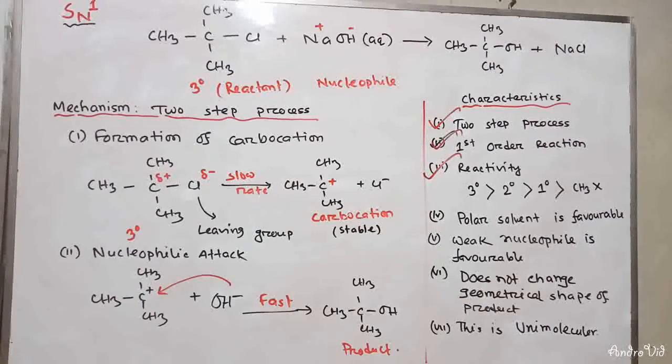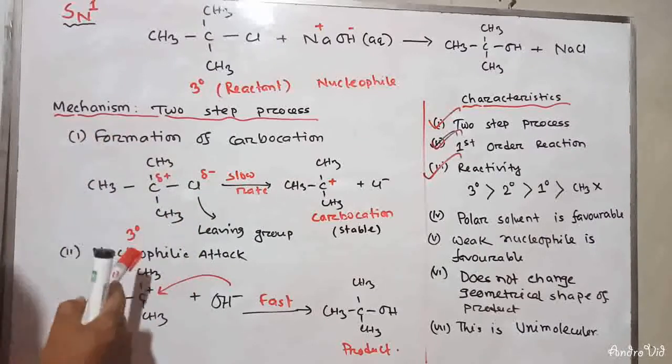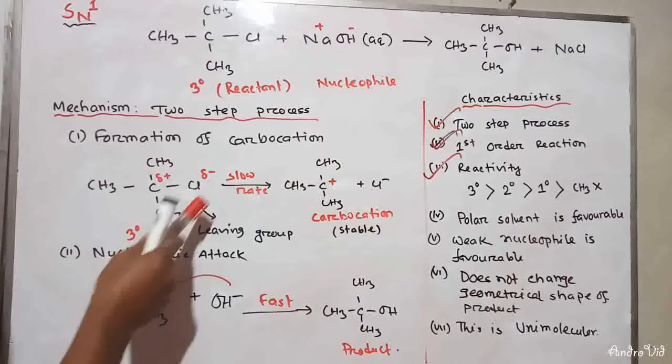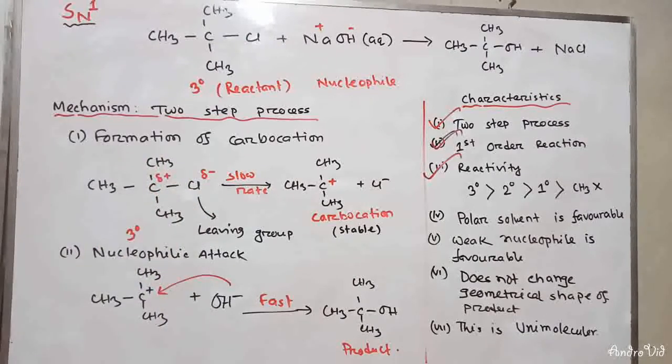If you use a polar solvent, say water, as the solvent, then there must be an interaction between the polar solvent and this electronegative chlorine atom. If there is an interaction between the electronegative chlorine atom and water molecule, breaking the carbon chlorine bond will be easier, and in this way a carbocation is easily produced. For this reason polar solvent is more favorable.